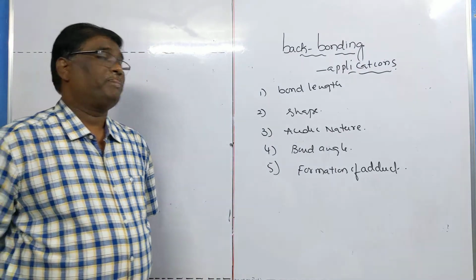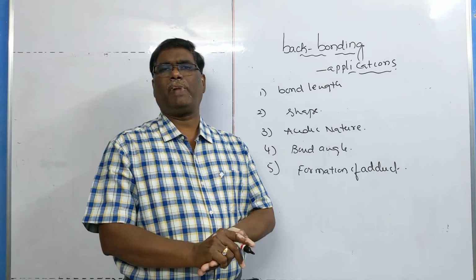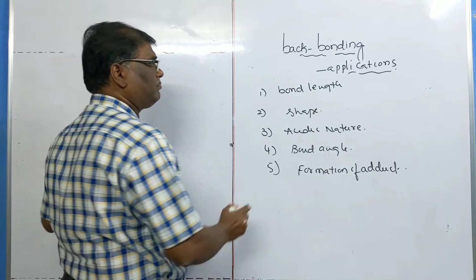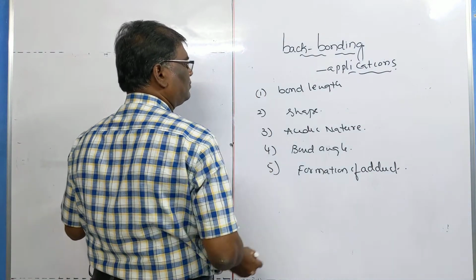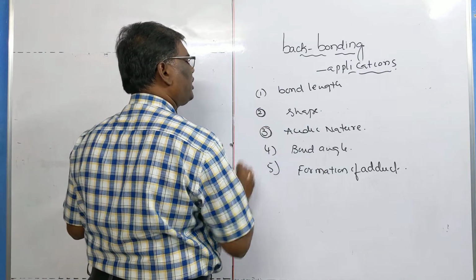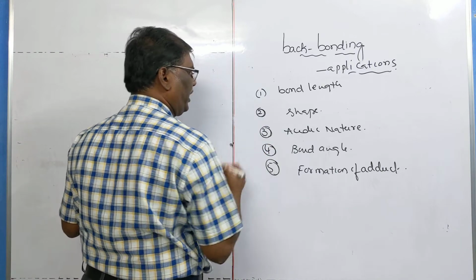Hello students, in this video we are going to explain the applications of back bonding. Back bonding influences bond length, shape of the molecule, acidic nature, bond angle, and formation of adduct.